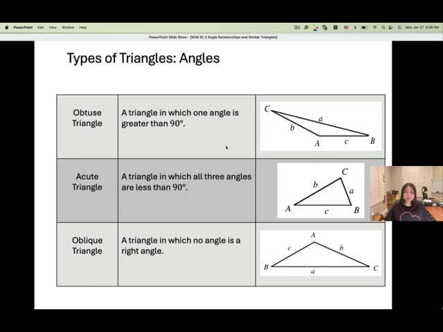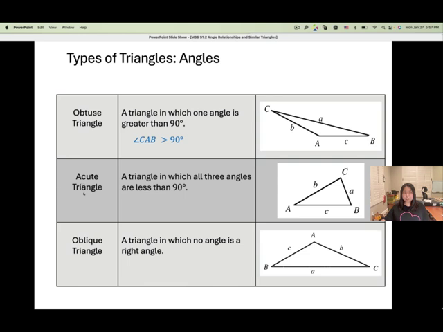Types of triangle. Obtuse triangle: a triangle in which one angle is greater than 90 degrees. So look at this example, this picture. You could tell only angle A here, angle CAB, is greater than 90 degrees. So that's why we call this an obtuse triangle.